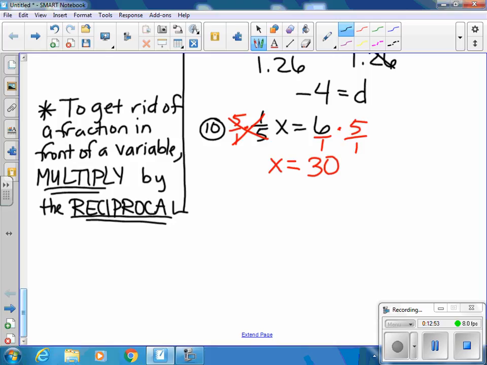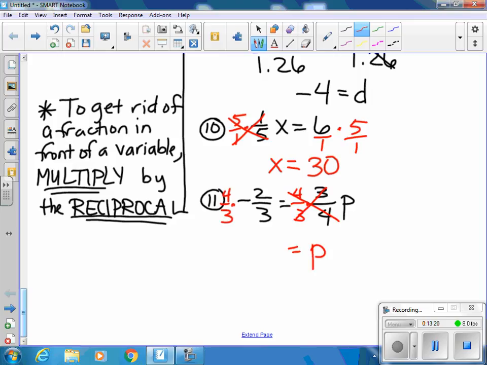All right? If we look at another one, negative 2/3 equals 3/4 p. The one thing that students often have trouble figuring out is which fraction do you do the reciprocal for? It's always the one that's connected to the letter. So in this case, we're going to do the reciprocal of 3/4. And the reciprocal of 3/4 is 4/3. So we're going to do that on both sides. The 4's cross off, the 3's cross off. That leaves you p on the right-hand side.